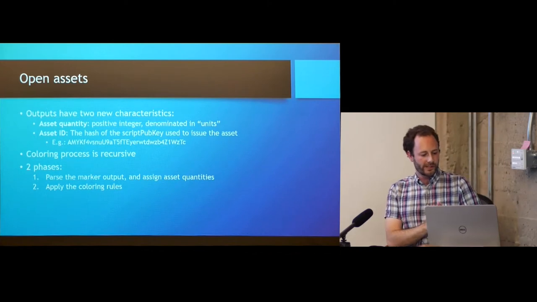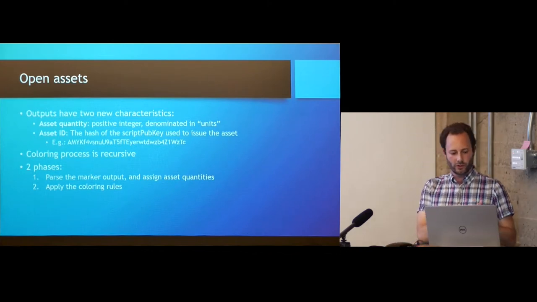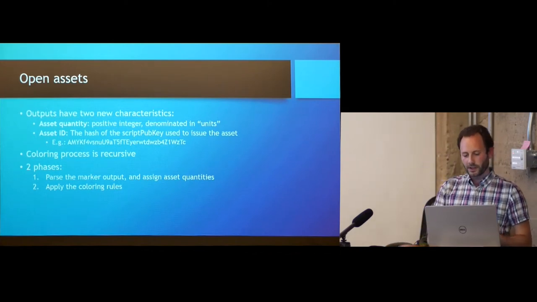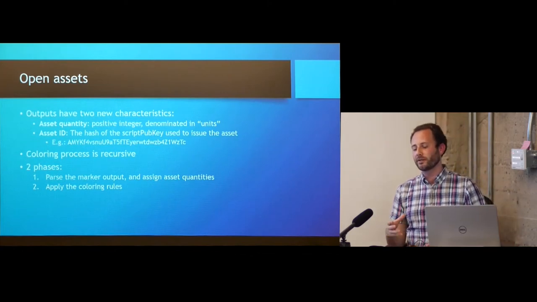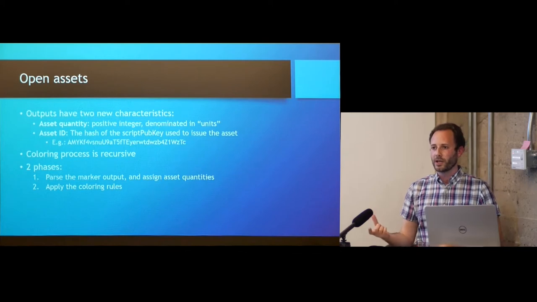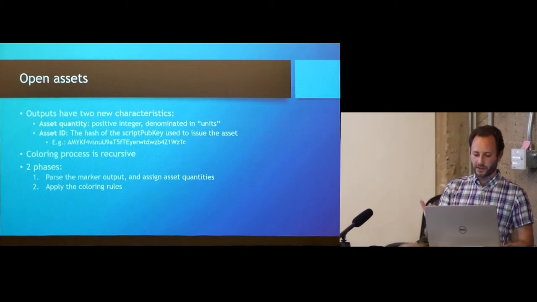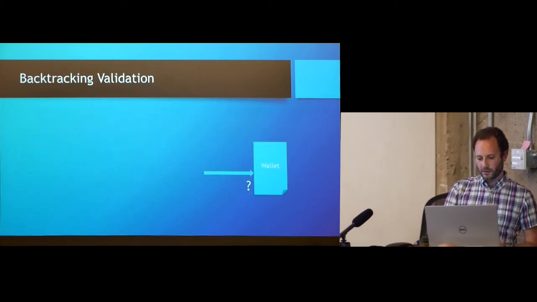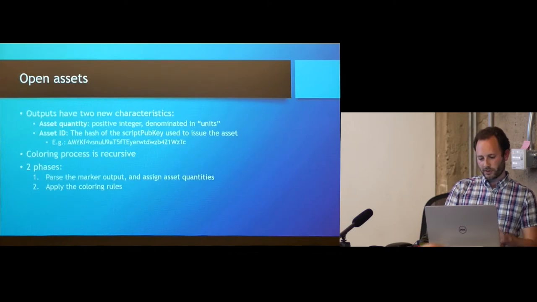And it works in two phases. Every transaction that is a valid open asset transaction is going to have a special output, which is an op return output, which is called the marker output. We'll see that just now. But let me talk first about the recursive process.